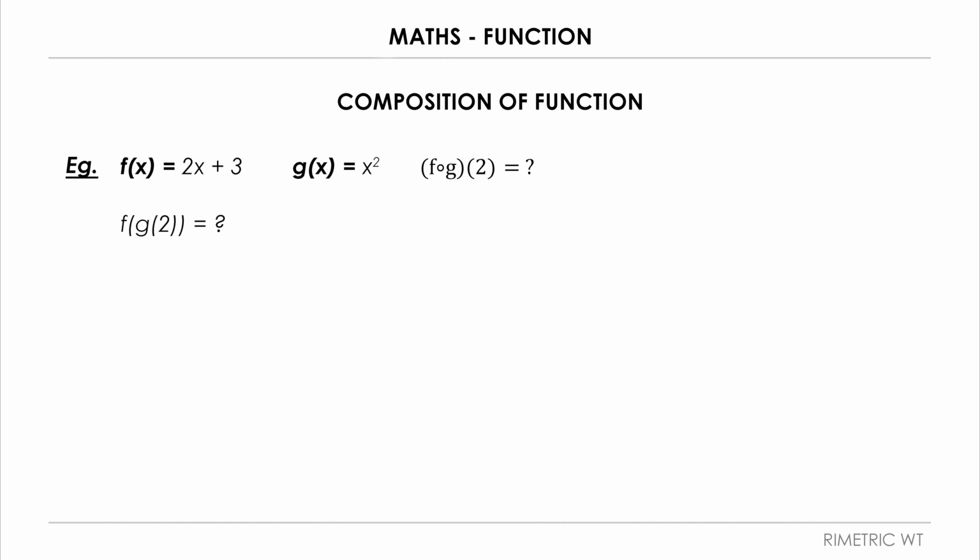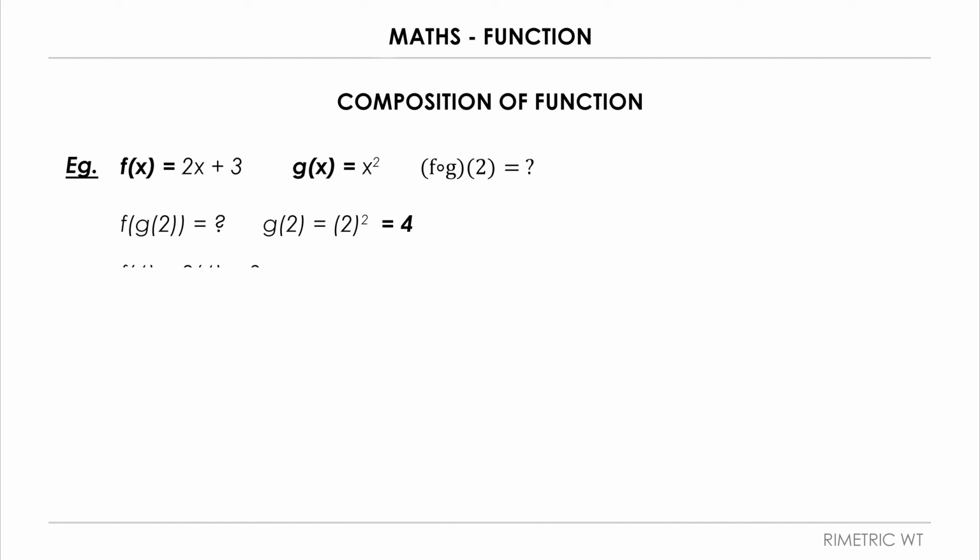Let's do this together. First, we evaluate the inner function, g of 2. To do that, we substitute 2 into the function g of x. Then we get g of 2 equals 2 squared equals 4. Now we take that 4, which is the value of g of 2, and use it as the input value for f of x. In other words, we substitute 4 for x in the function f of x.